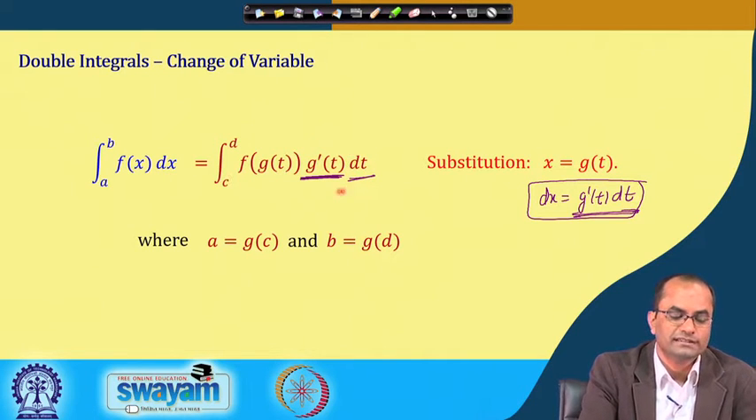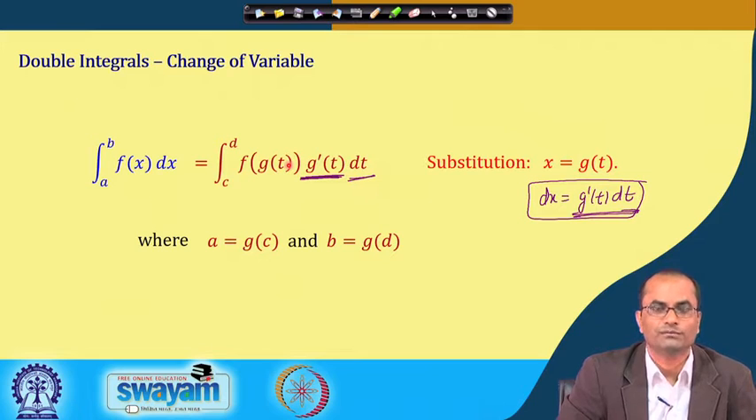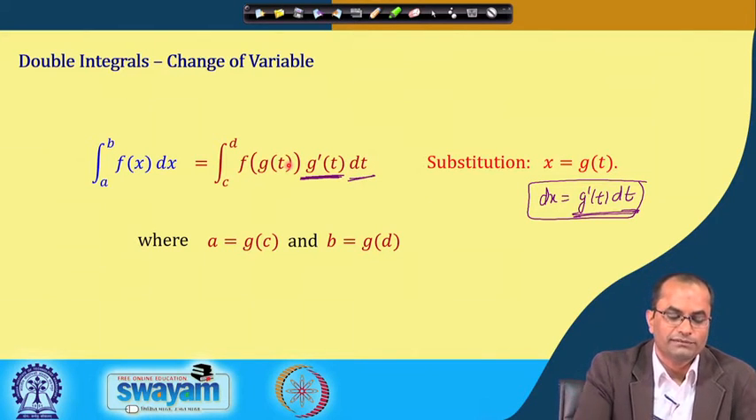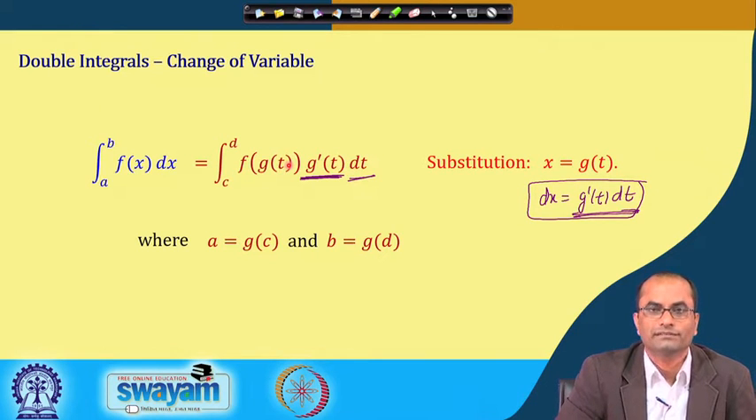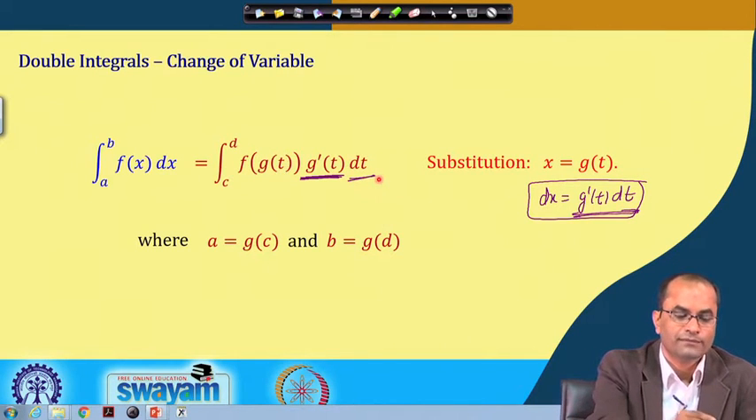So, in that way we have also computed these new limits, and we have substituted the variable, and instead of dx, dt has come, but with another factor which was in terms of the derivative of this g. So, a similar kind of derivative we will also get when we have an integral in two variables, or the double integrals.